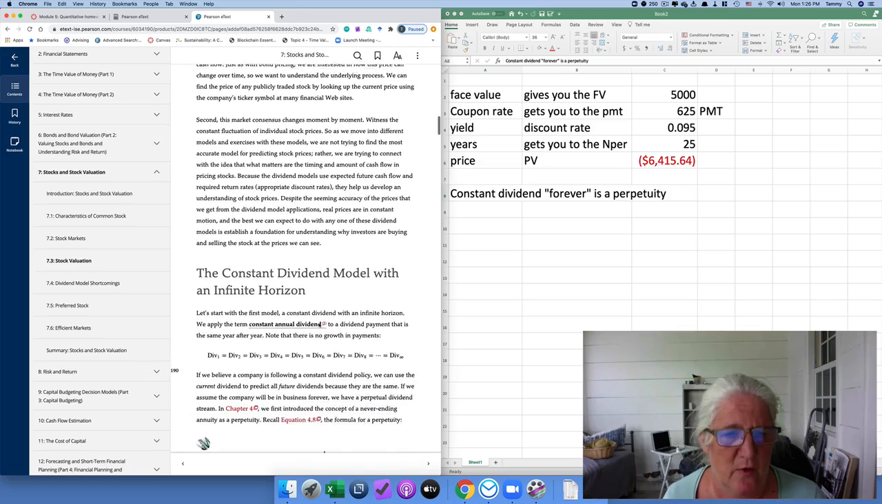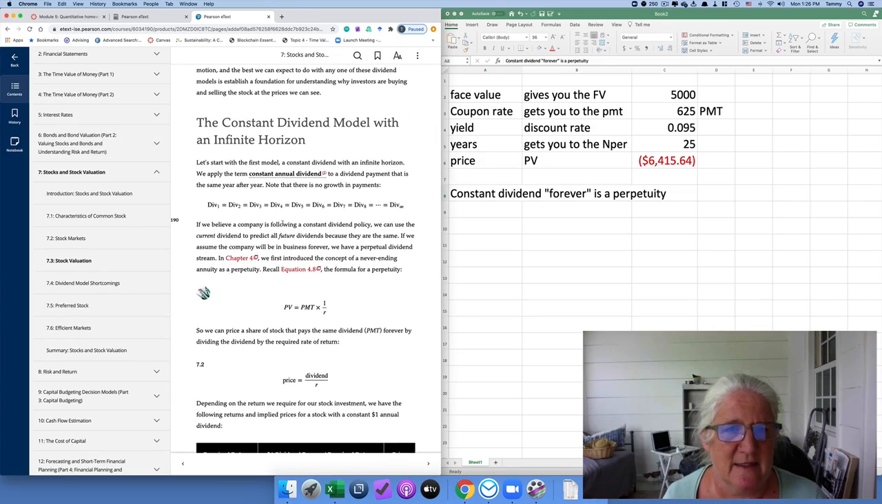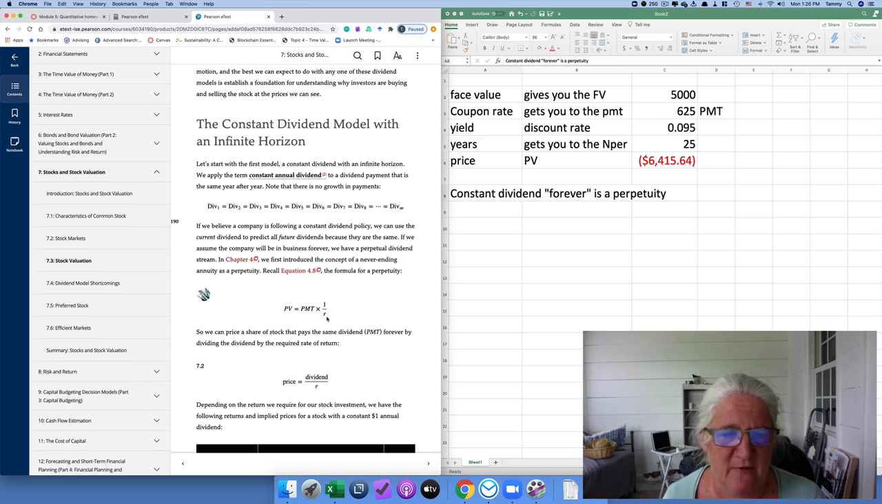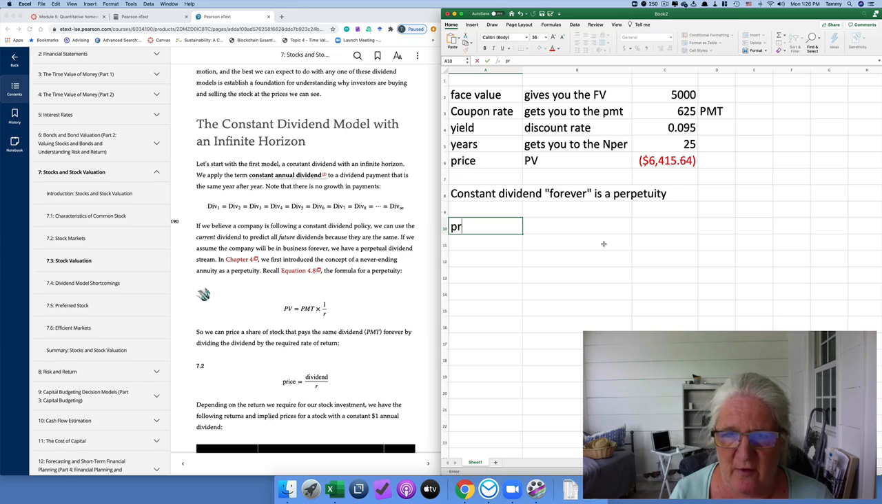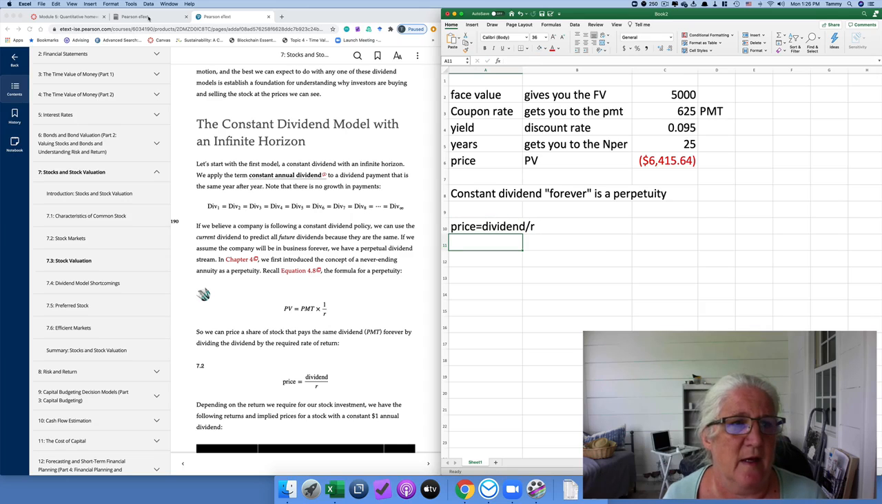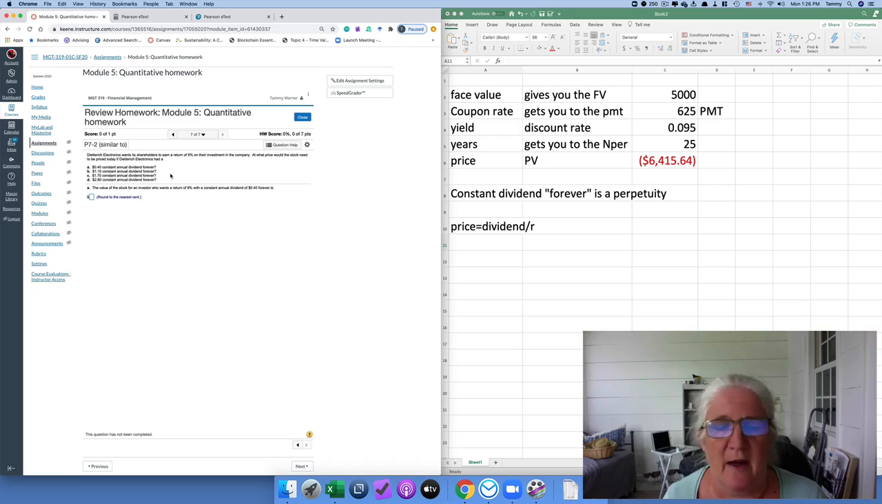We are looking for an infinite horizon constant dividend model, and the present value is equal to the payment over R, or the dividend divided by R. And so now you know that. All you got to do is just apply that formula, and that'll get you to the answers, which I'm not going to do for you because it is a trivial mathematic thing. It's just a matter of knowing what you're looking for in the text, okay? All right, so this should answer everybody's questions that has them, and watch for new content in Module 6, okay?